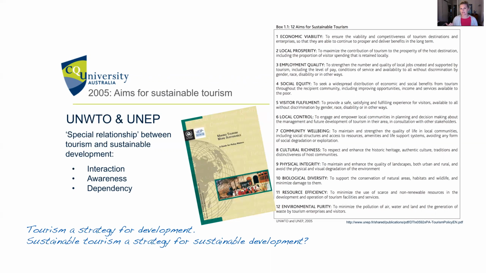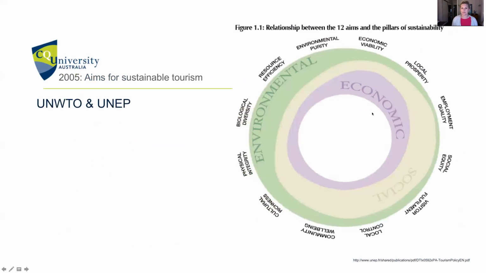But these are key things, and what they did when they wrote this is they mapped these 12 aims for sustainable tourism onto the economic, social and environmental sphere idea. And the cool thing about this is that it gives you the 12 aims of sustainable tourism and shows that for every single one of those, all 3 of the economic, social and environmental pillars of sustainability are critical.